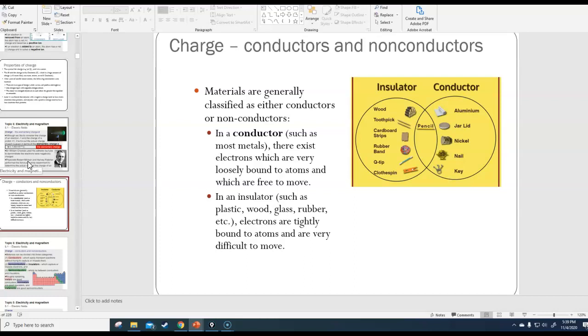And so, because metal atoms tend to have this property, metals are classified as conductors, meaning they can easily conduct electricity, because those free electrons, because they're not tightly bound to the atoms, are free to move, and so they can respond very easily to electrical forces. Whereas in an insulator, like plastics, which are a great example, wood, glass, rubber, those are all insulators, the electrons are tightly bound to the atoms, and so it's very difficult to move those.